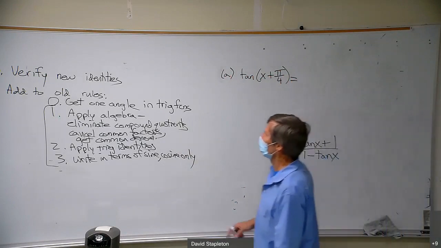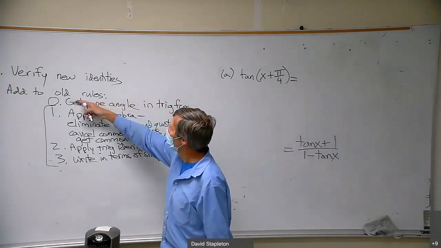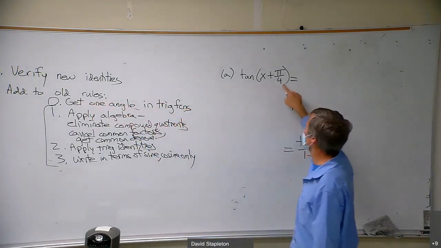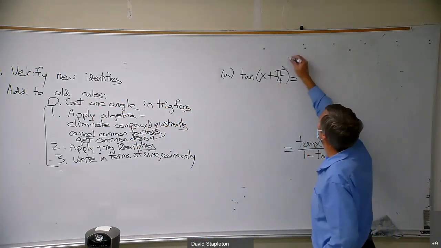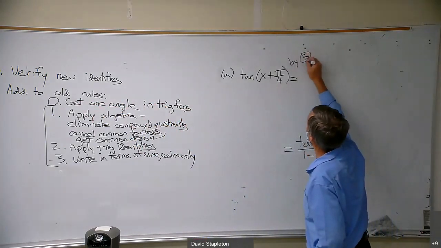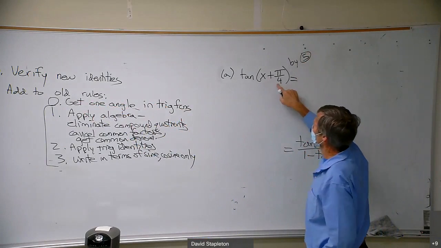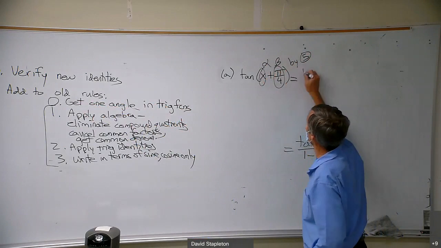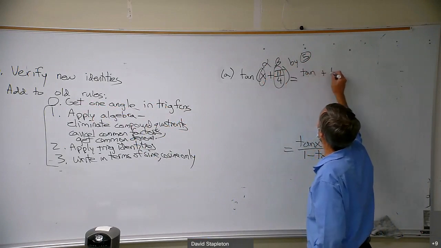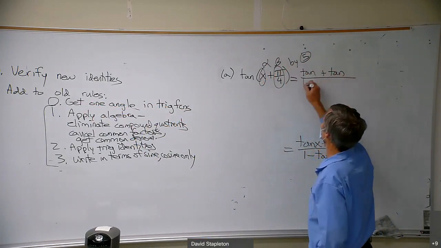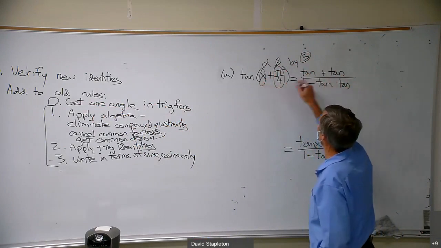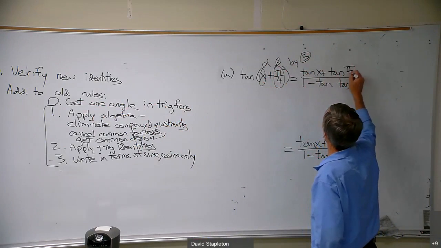But if I take my extended identities and start by first getting one angle, well, this is the tangent of the sum of two angles. I'll start off by using equation 5 here and rewrite this in terms of single angles, right? If I think of this as alpha plus beta, I can write it as tangent plus tangent over 1 minus tangent tangent, where I put in x and pi over 4 in order.